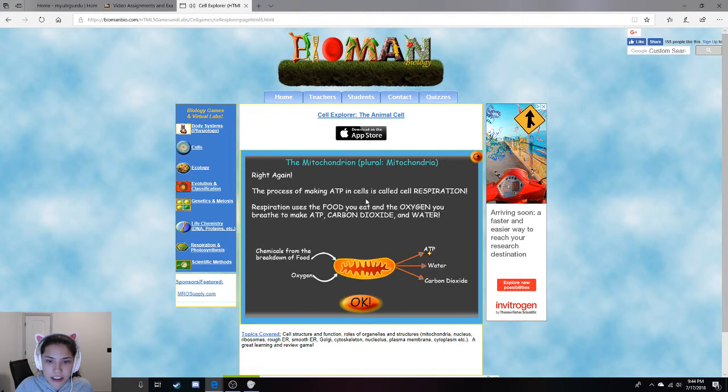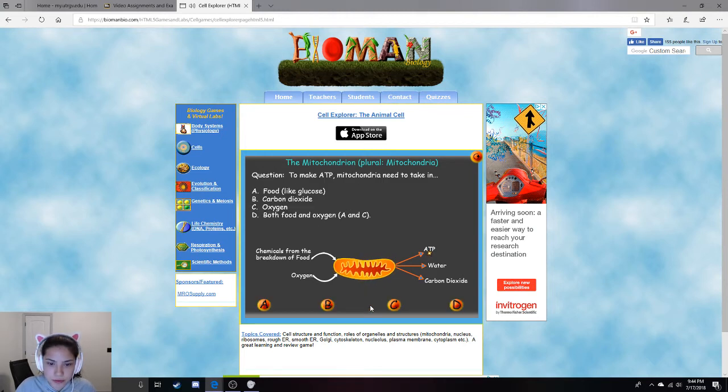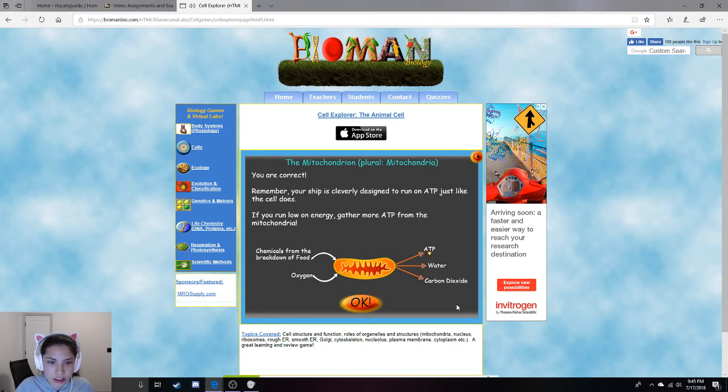The process of making ATP in cells is called cell respiration. Respiration uses the food you eat and the oxygen you breathe to make ATP, carbon dioxide, and water. To make ATP, mitochondria need to take in food, glucose, carbon dioxide, oxygen, or both food and oxygen. The answer is D. Remember, your ship is cleverly designed to run on ATP just like the cell does. If you run low on energy, gather more ATP from the mitochondria.